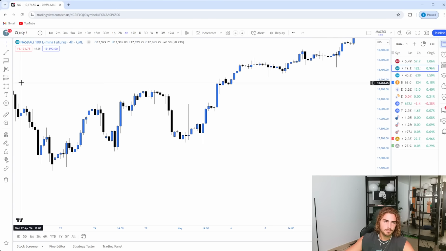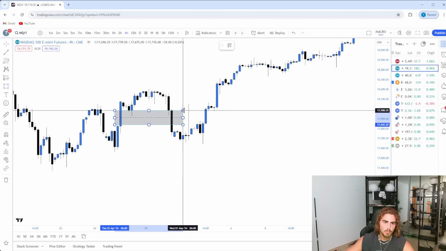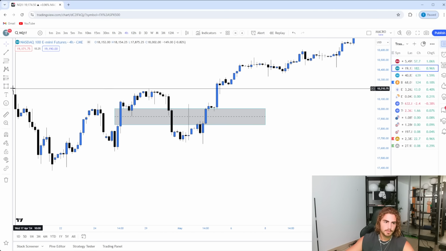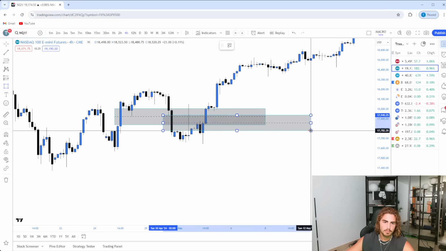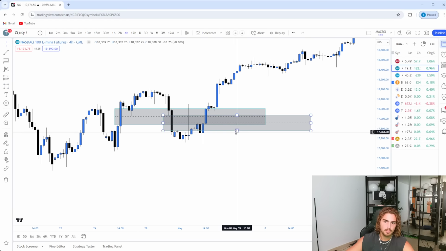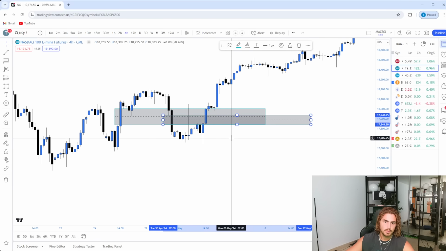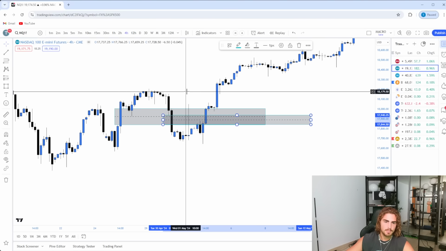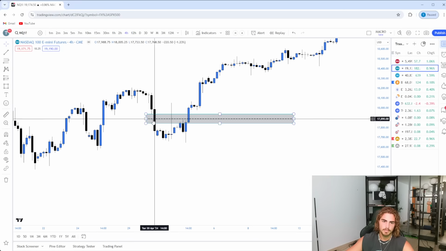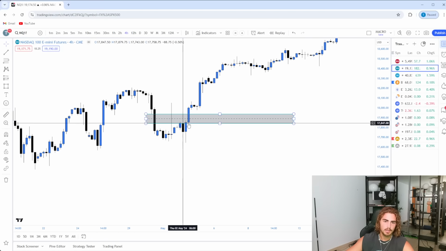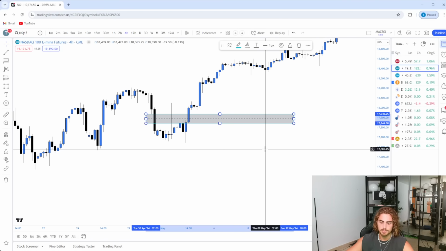Okay, so right here, we have boom, super swift move up. Right here, super swift move down. We can boom, shrink that up to where they overlap. Boom. This is our high quality imbalance price range.